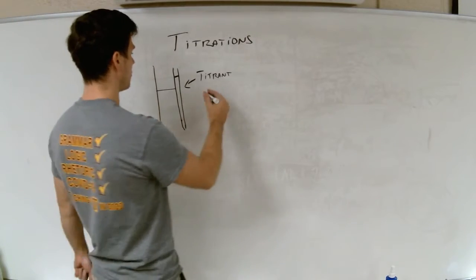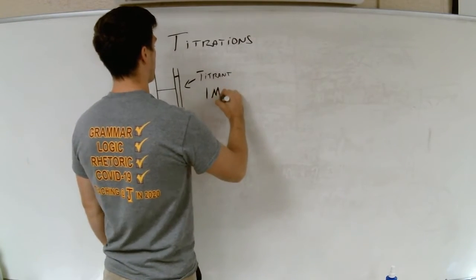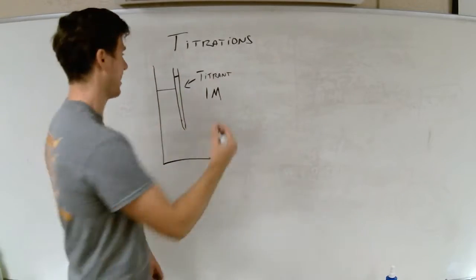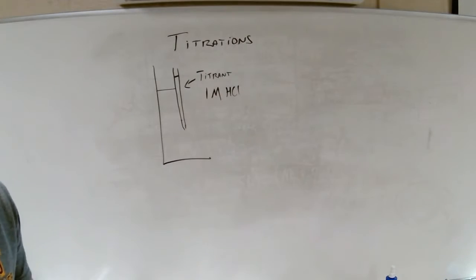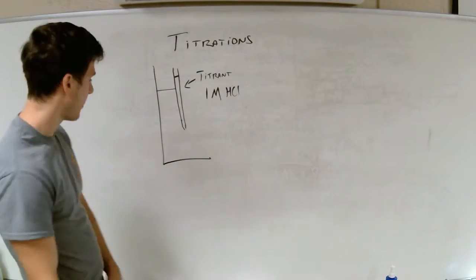Again, it could be an acid or it could be a base, and usually we know the concentration of this guy. So usually we could say, hey, this is 1 molar. I don't know. Let's just say HCl for now. It could be NaOH. It could be HCl. It could be a myriad of different things. But let's just say it's 1 molar HCl.